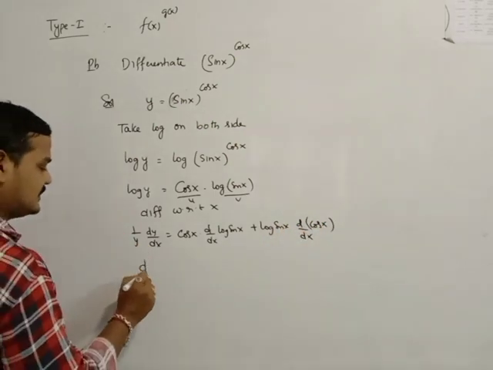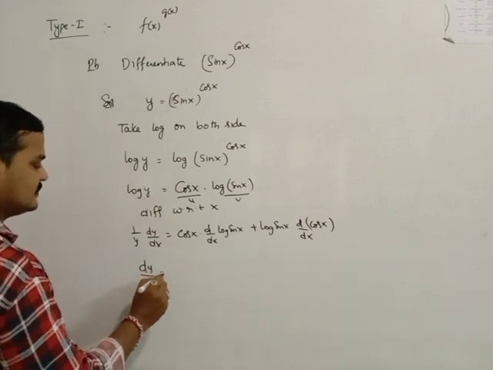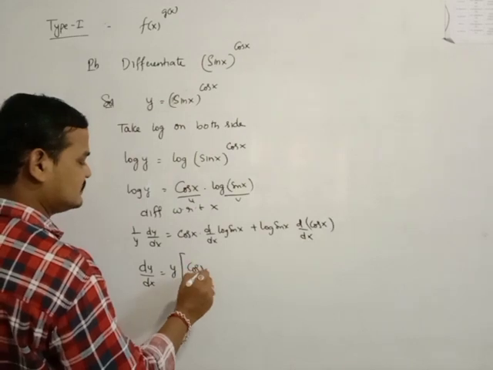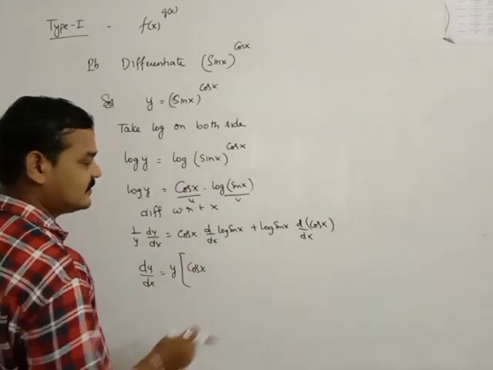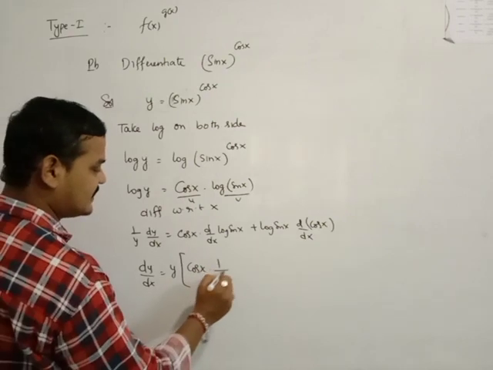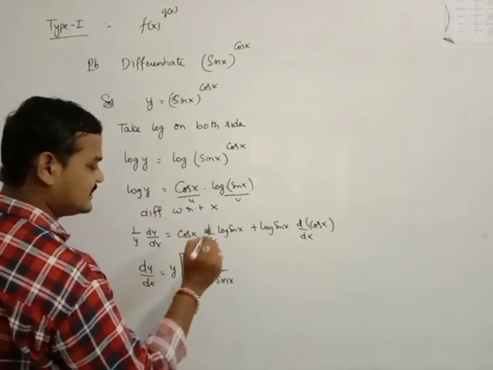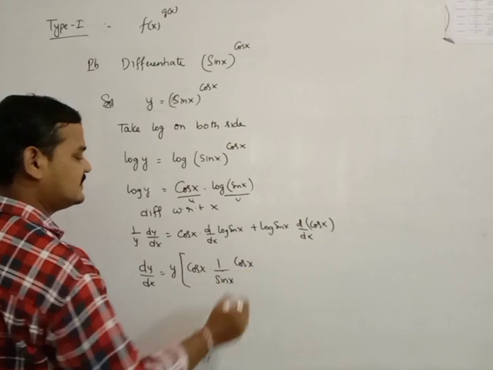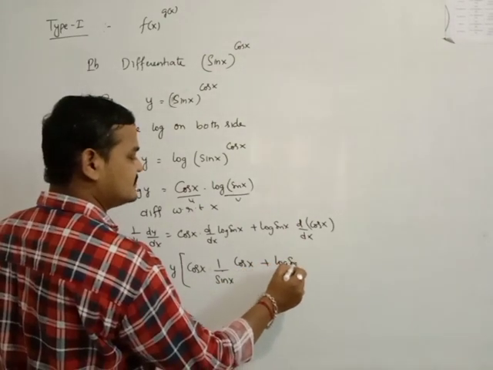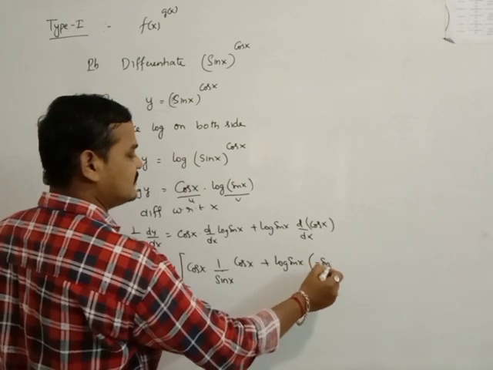So dy/dx is equal to y into (cos x into log of sin x). It is a chain rule. The first function is log and the second function is sin. The derivative of log is 1 by x, that means 1 by sin x. Again the derivative of sin x is cos x, plus log of sin x into the derivative of cos x, which is minus sin x.